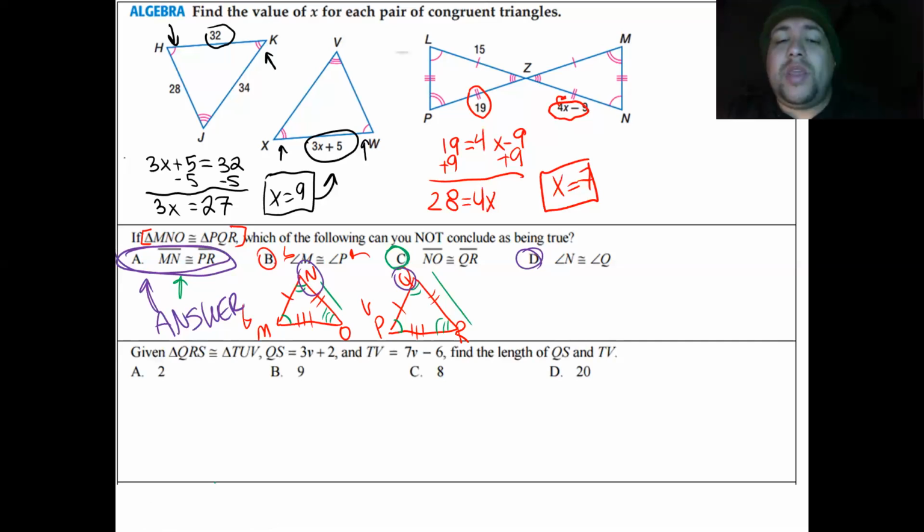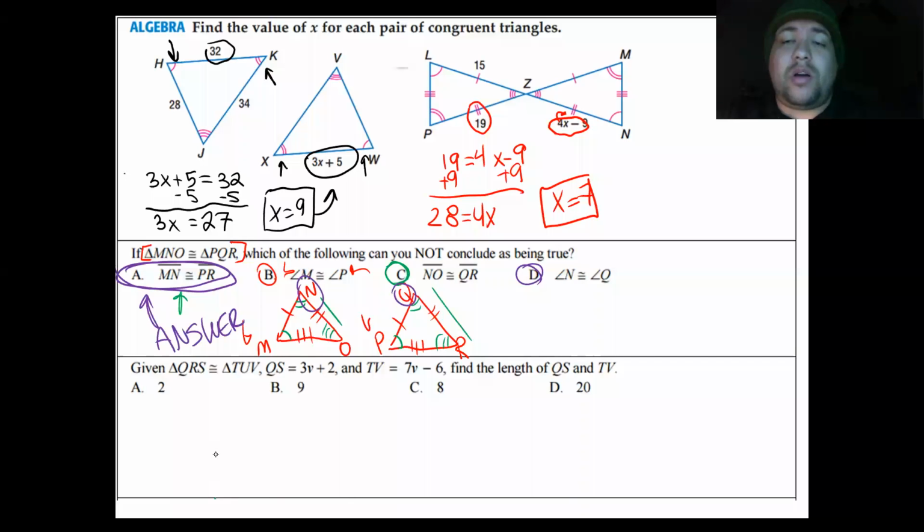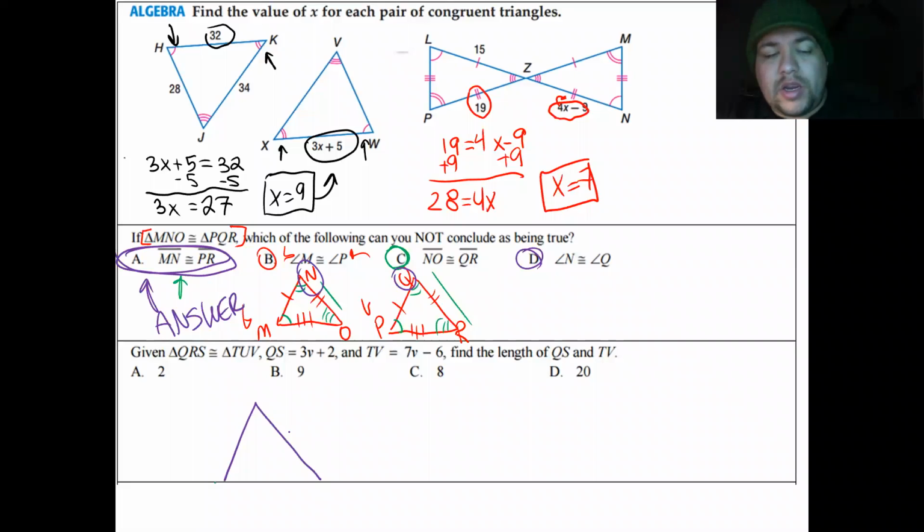Copy those down. And again, what you want to be able to do with this is you want to be able to draw out the triangle. So I'm going to go ahead and do that again. I'm going to go and say triangle right here. Triangle right here. This is Q, R, S. This will be T, U, V.